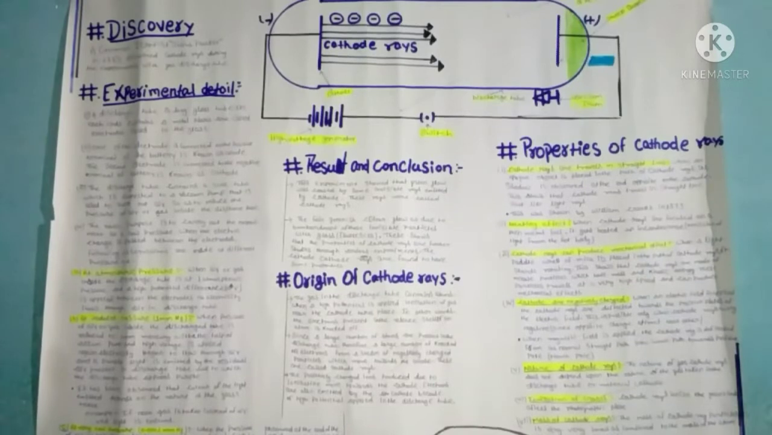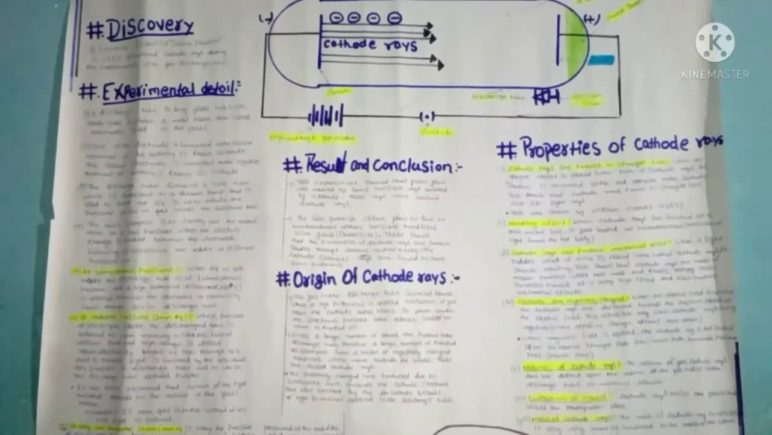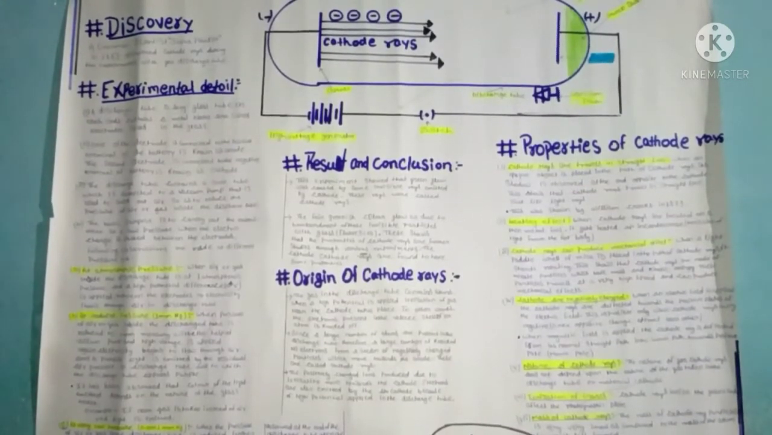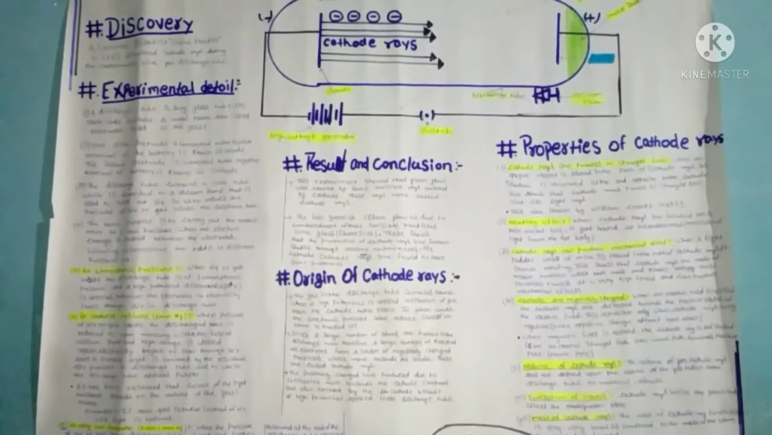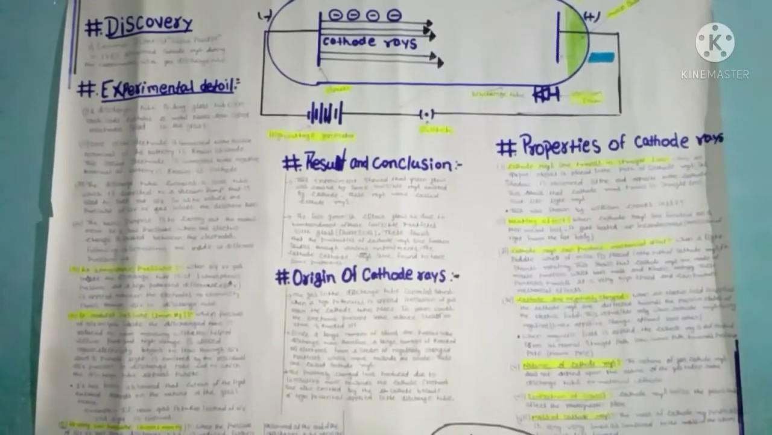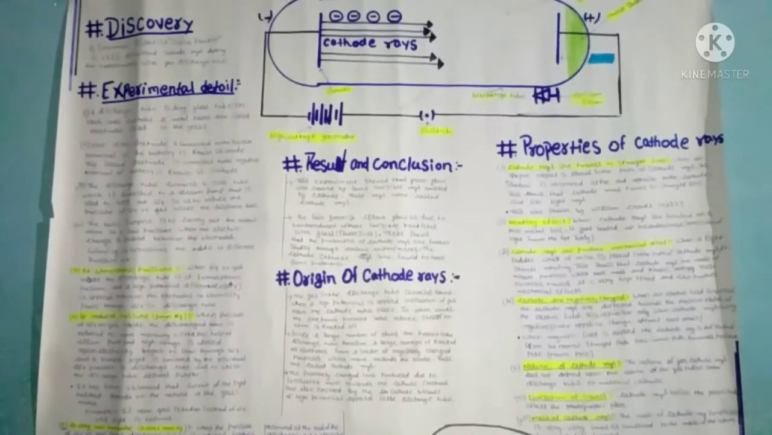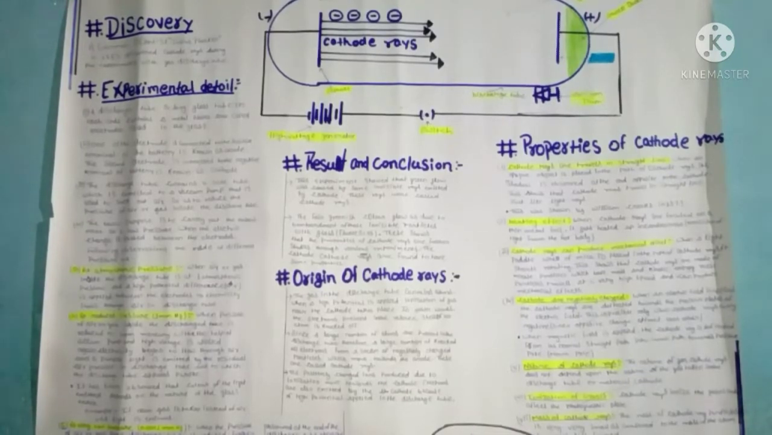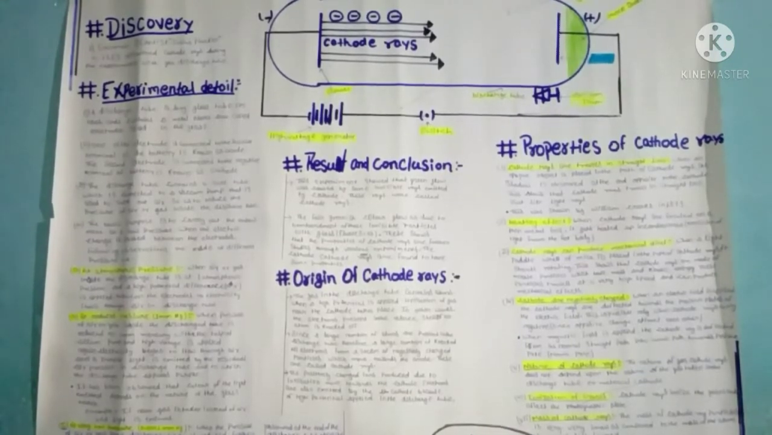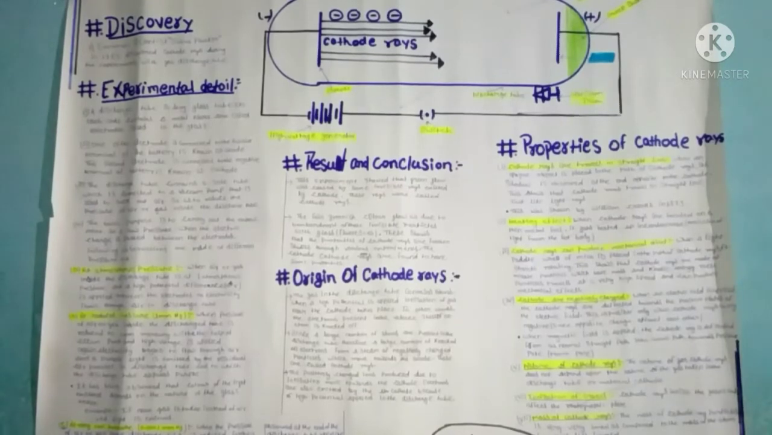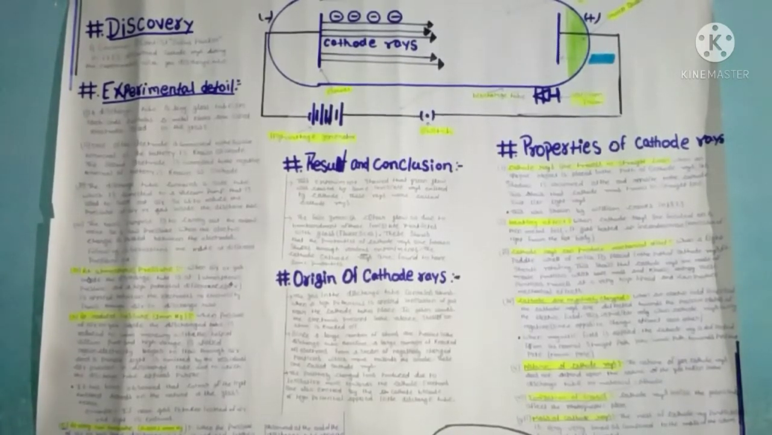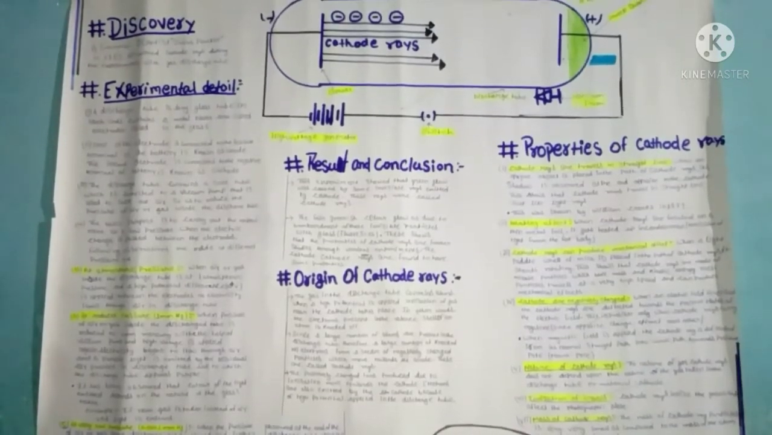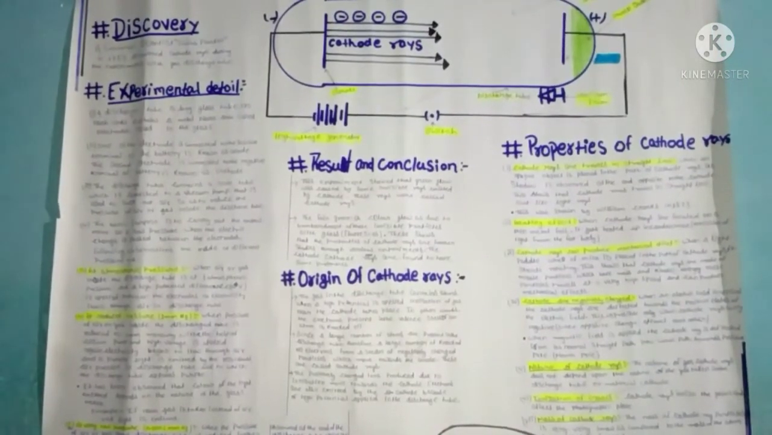The result and the conclusion of this experiment is: first, this experiment shows that the green glow was caused by some invisible rays emitted by the cathode. These rays were called cathode rays. The faint greenish glow is due to bombardment of these invisible particles on the glass, causing fluorescence. This shows that the properties of the cathode rays can be further studied through various experiments. The cathode rays are found to have some properties.